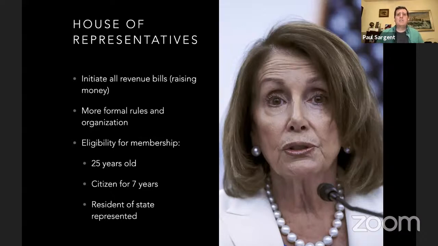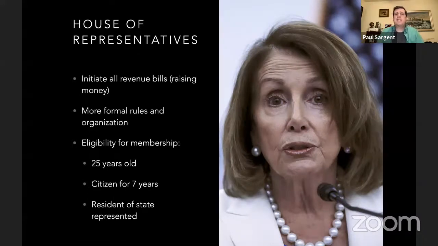Now, I always tell my students that when you're thinking about the eligibility for membership, when you look at years, like how old you have to be, the founders made it nice and easy for us. They give us 5-year increments, so 25 to be in the House, 30 to be in the Senate, 35 to be President of the United States. And it shows kind of a progression. You want to have people who are older in these different positions.